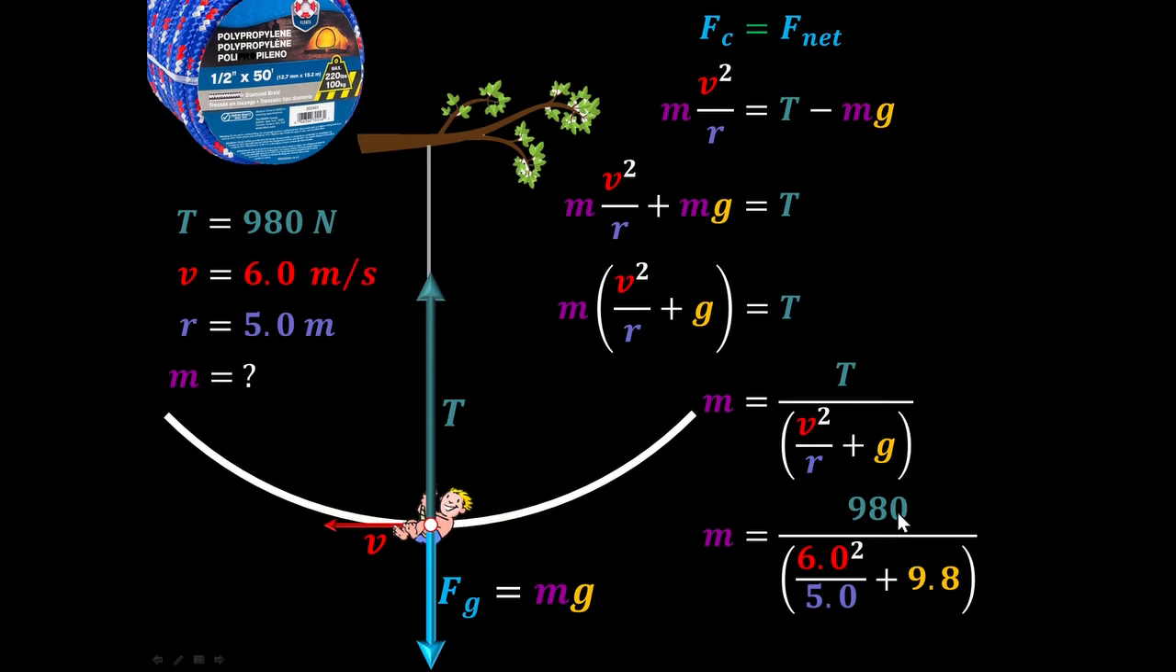The maximum tension was 980 newtons. We have 6.0 meters per second, we're going to square it. The radius and the acceleration of gravity, we find that a 58 kilogram kid is as big as you can put on there. If you convert kilograms to pounds, there's 2.2 pounds in a kilogram. 127 pounds is all that we could put on there.